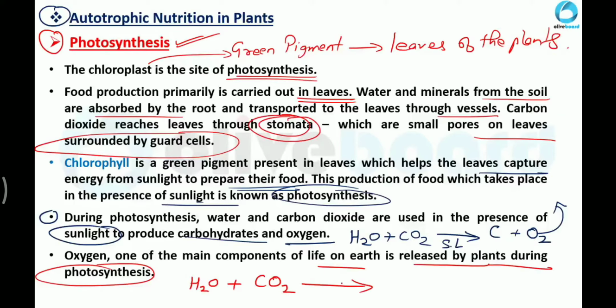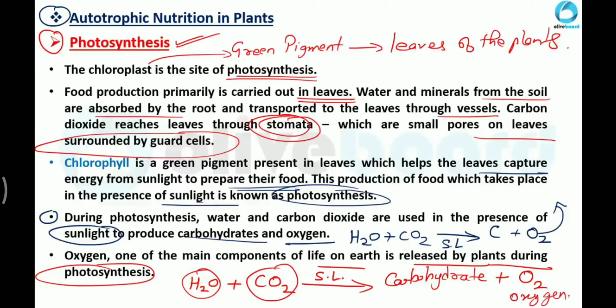Then in the presence of sunlight, the reaction takes place, and H2O and carbon dioxide combine and form carbohydrates, that is sugar substances like glucose and fructose, and oxygen gas. The plant liberates this oxygen into the atmosphere, and this is the oxygen which animals and human beings breathe. Clear? So photosynthesis is the process occurring in plants which are autotrophs, to prepare their food materials.